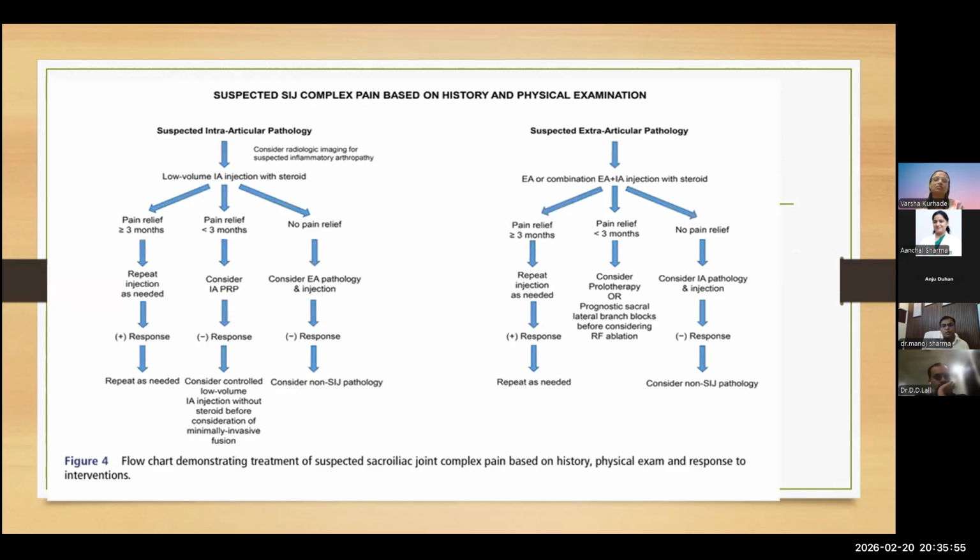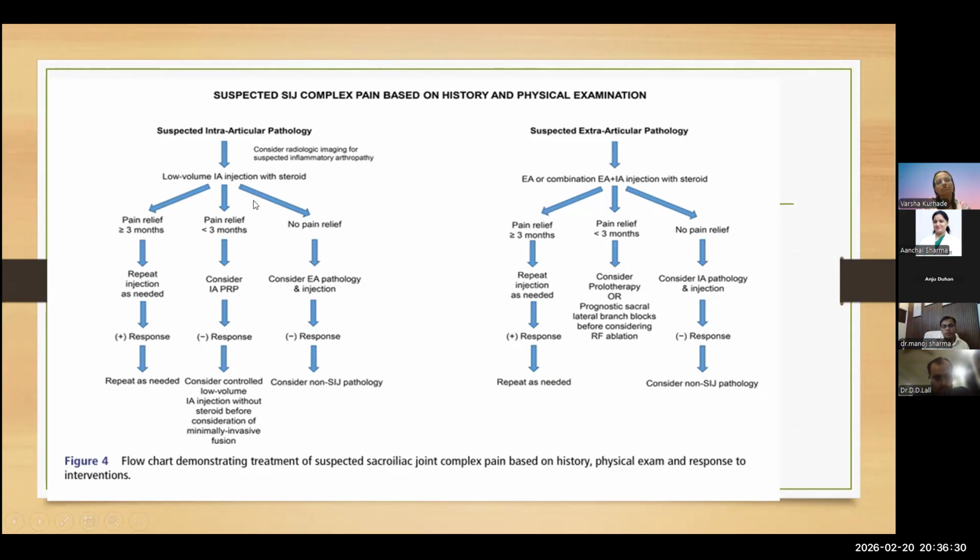Then this flow chart shows how we should proceed if the patient has sacroiliac joint pain. If we suspect intra-articular pathology, then we should give a low volume intra-articular injection with steroid and local anesthetic. If the patient gets pain relief for more than or equal to 3 months, we can give a repeat injection if the pain returns after 3 months, and it can be repeated also.